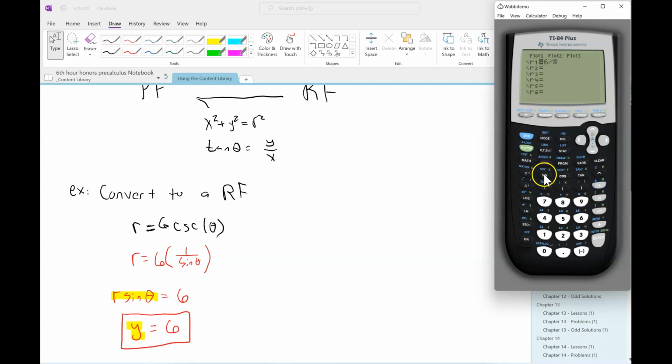So I'm just going to write 6 divided by sine theta. And then let's take a look at my window and make sure that's just sensible. Theta going from 0 to 2 pi, that looks good. And we're plotting it on a standard window from -10 to +10. That seems fine. I hit graph, and shockingly, it's a horizontal line. Looks like y equals 6.